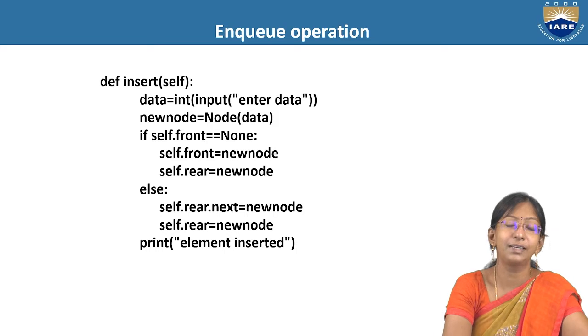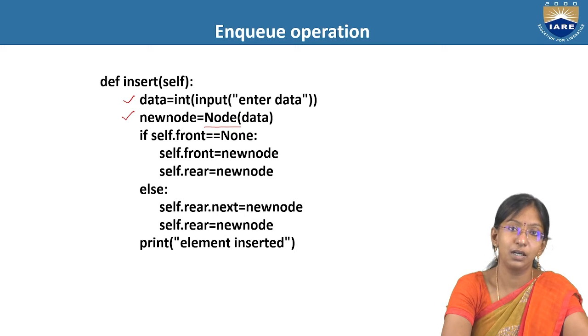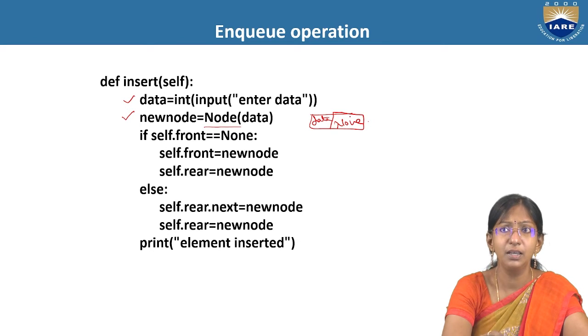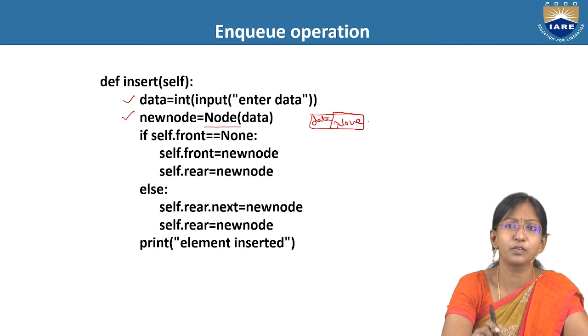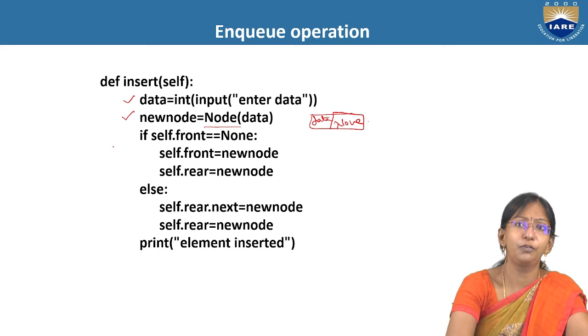ENQUEUE operation, that is the insert operation, right? So I'm going to read the data first of all, which I have to insert. Then I'm going to create a node by creating an object of class Node, thereby calling the constructor of the class Node. Thereby it is going to create a node with a data part and the second part as None. As I already said, at the initial stage its address part, that is, the next part, will be None. Now let's perform the insertion operation.